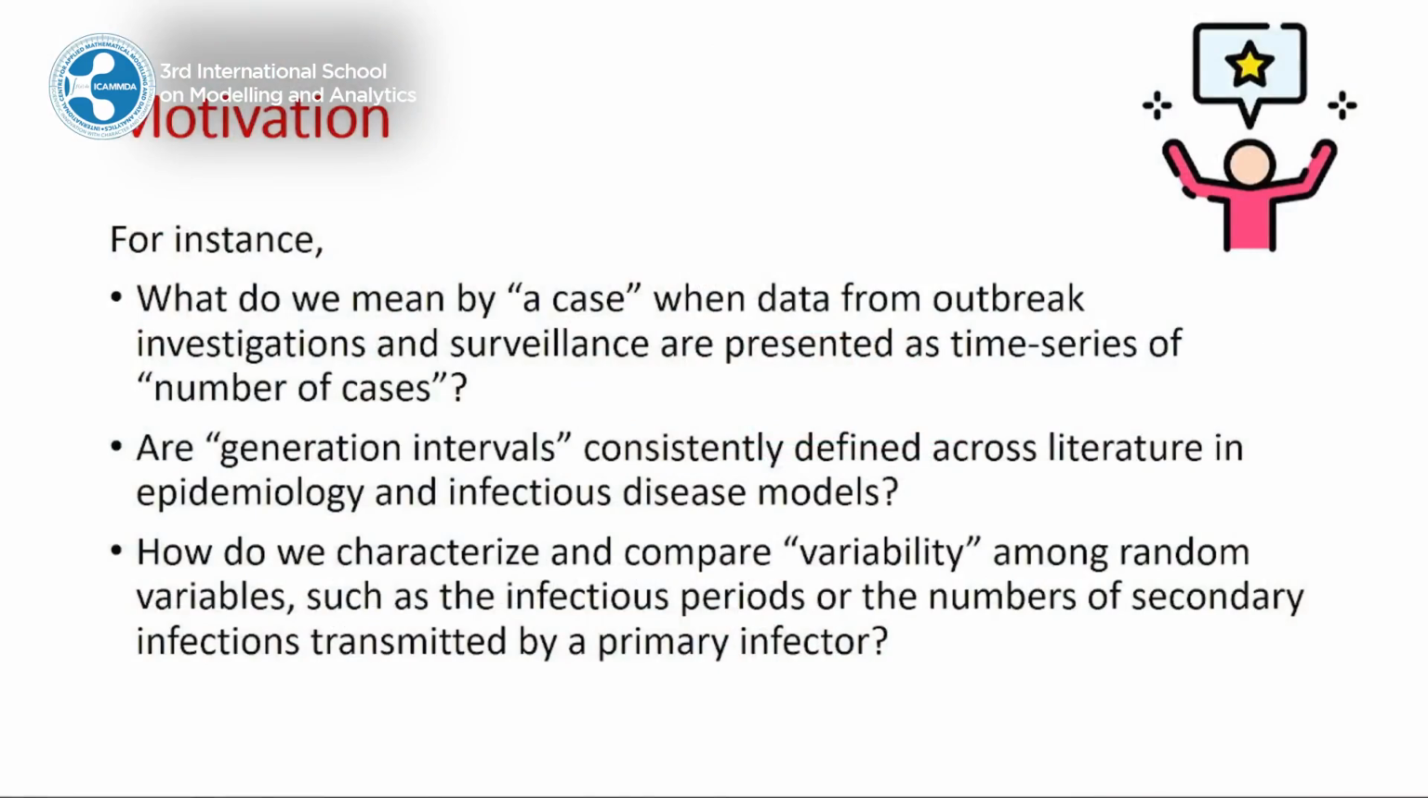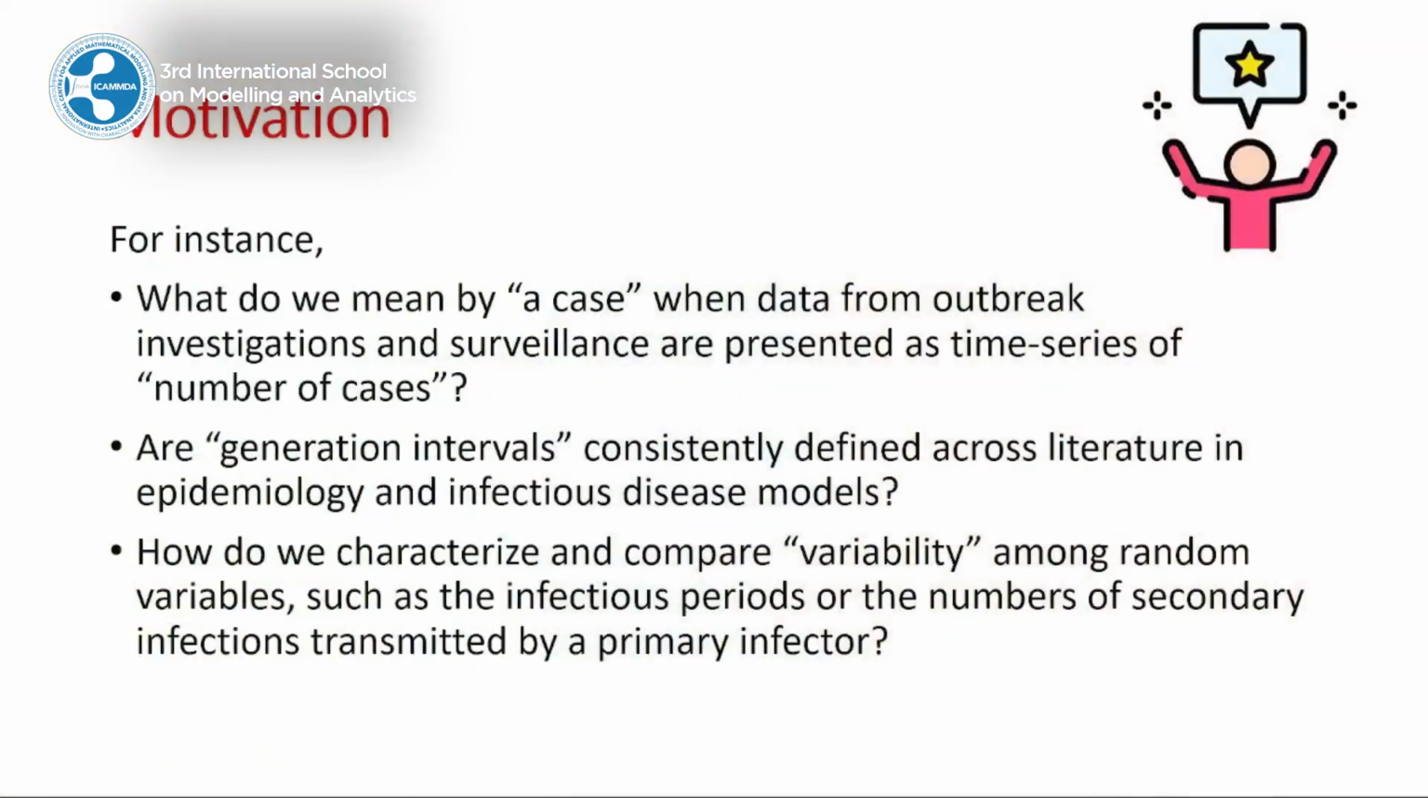So how do we characterize and compare variability among random variables, such as infectious periods? What is the infectious period? These are biological things, or the number of secondary infections transmitted by a primary infector. The period between the time you are infected and the time you begin to show symptoms is the incubation period. The incubation period is the time between infection and the time you begin to show symptoms. The infectious period is the period at which you are infectious, until the end of the infectiousness.